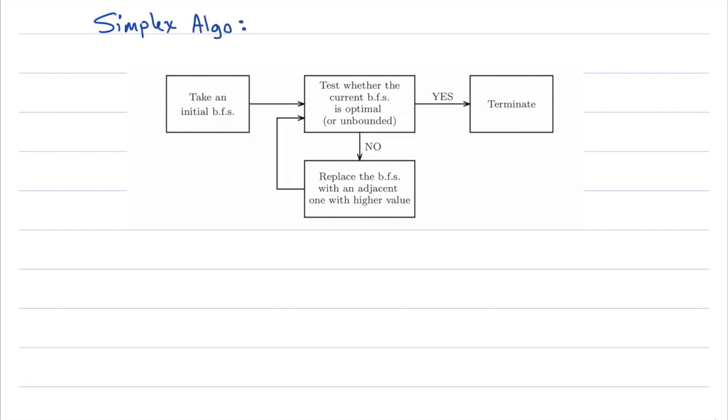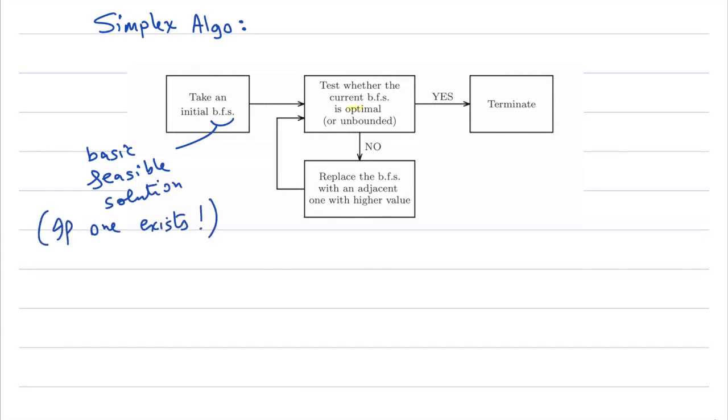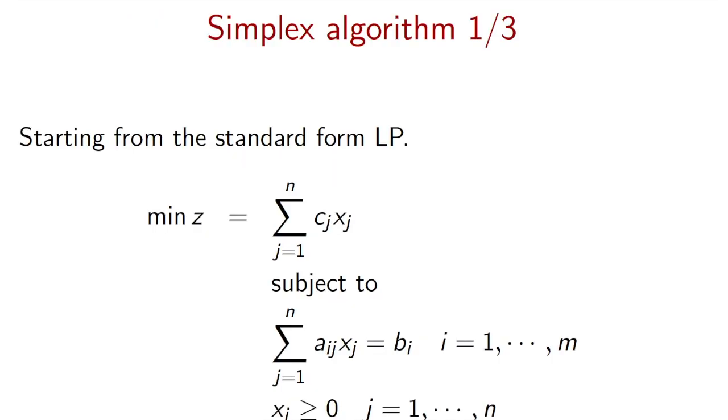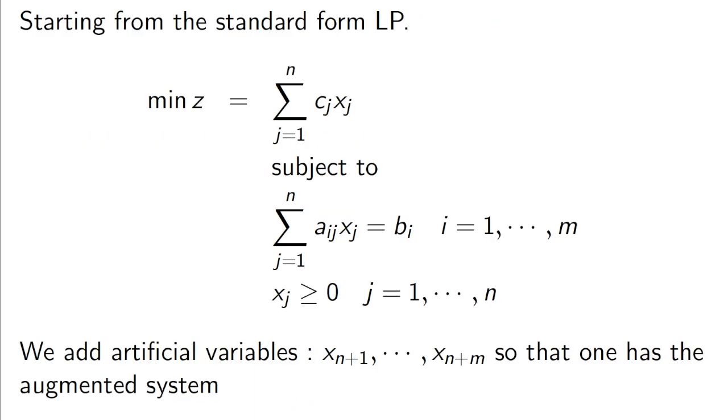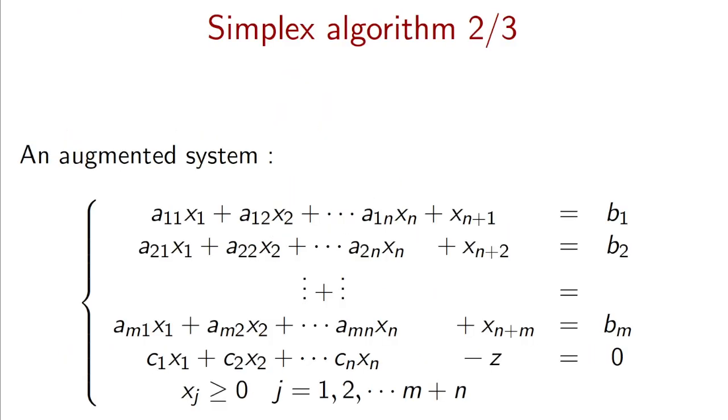The steps of the simplex algorithm: we take a basic feasible solution, if one exists. We test if it is optimal or unbounded. If it is optimal, we terminate. If not, we replace this basic feasible solution with another one, and we continue to the next step. So the main steps of the simplex algorithm: we start with a standard form of linear programming, and we add artificial variables so that one has the wanted system. At the end, we add the cost function.